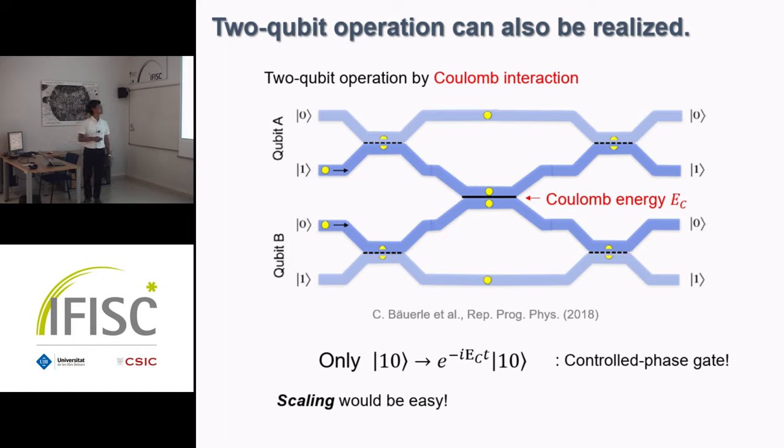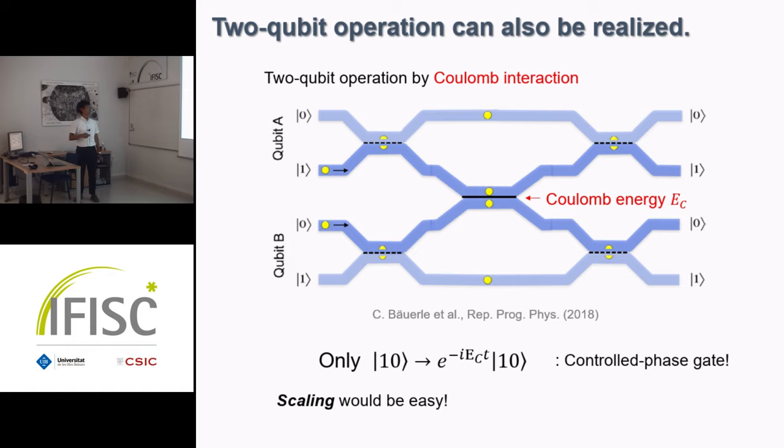Two-qubit operations can also be done using the Coulomb interaction. When we have two qubits A and B, we couple the two waveguides only in this region. There is no tunneling, but the two paths are close to each other. When the two electrons are on this side, they only have a higher energy of E_C.